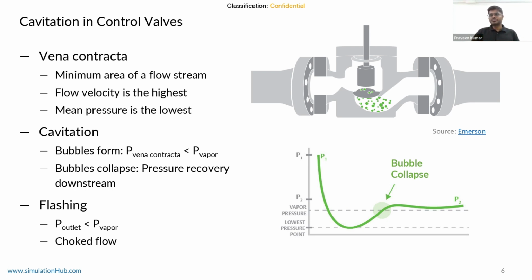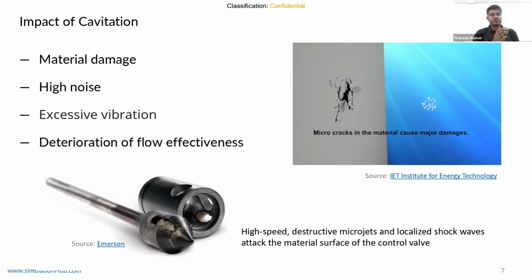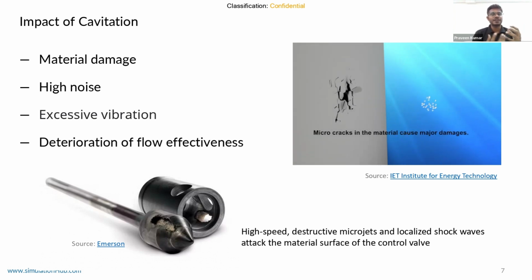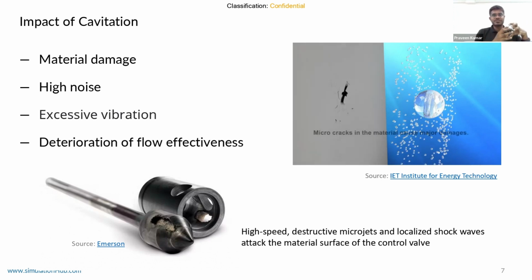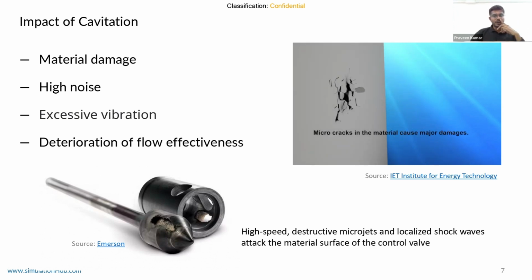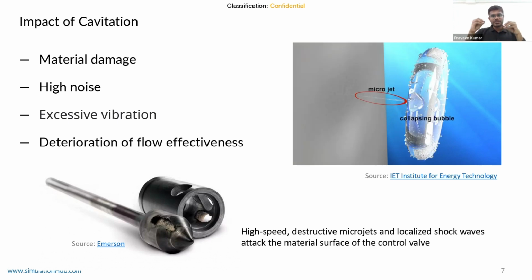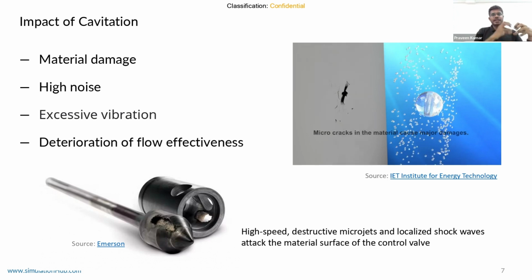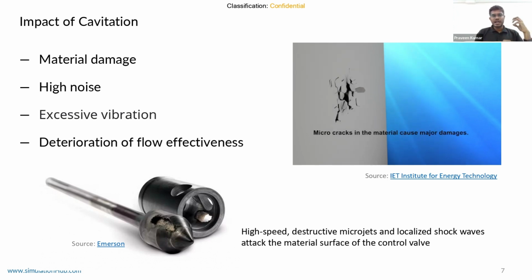So next one is the impact of cavitation. We saw cavitation in valves, and now we are discussing its impact, why we need to combat cavitation, because it causes issues to the valves at different levels. One, it starts with material damage. Whenever the bubble collapses, it creates a local shockwave kind of effect and hits the nearest surface, and it erodes the material. So it starts from there.